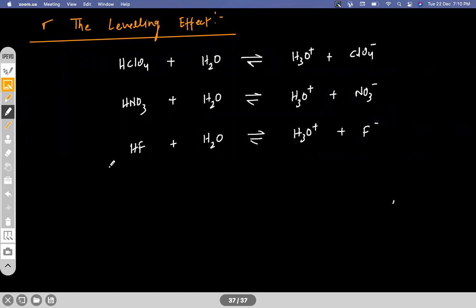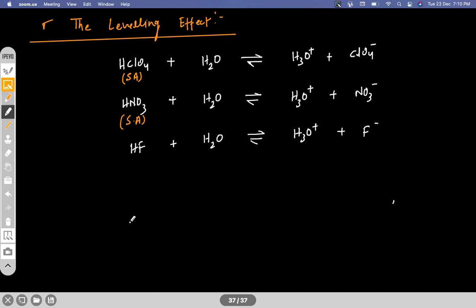So HClO4 is the acid, right? In fact, it is a strong acid. This is also a strong acid. This one is not that strong, HF. HF is a weak acid. It's not that strong.